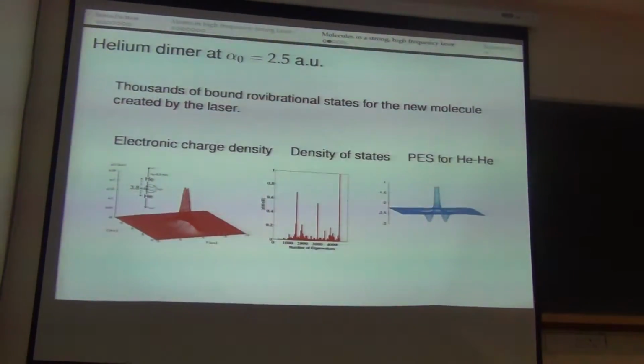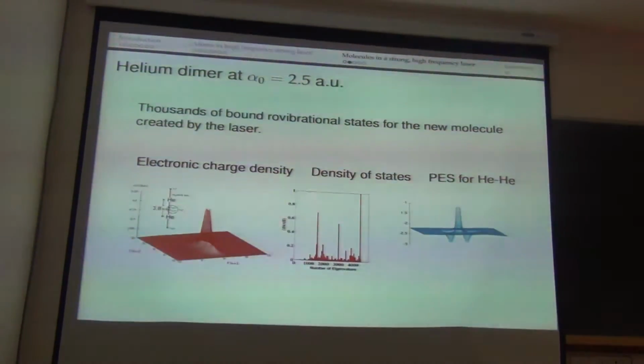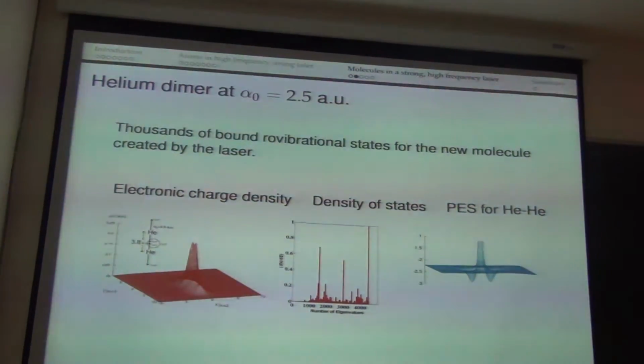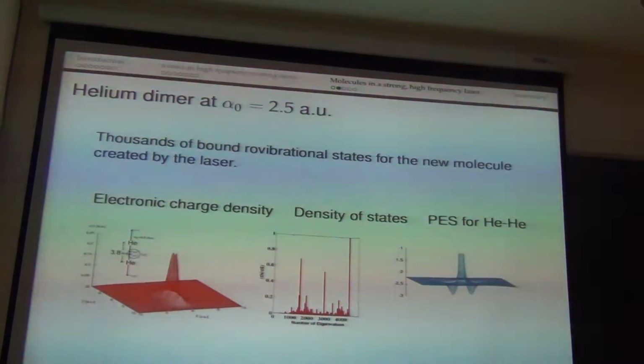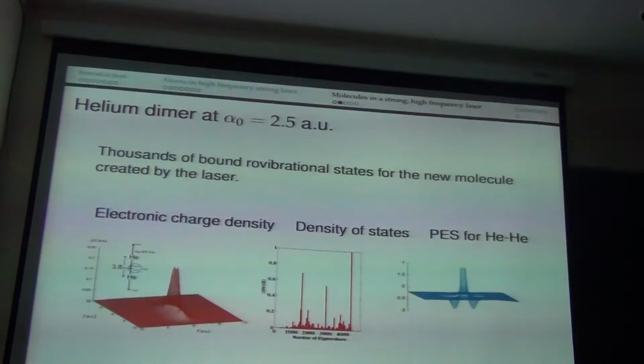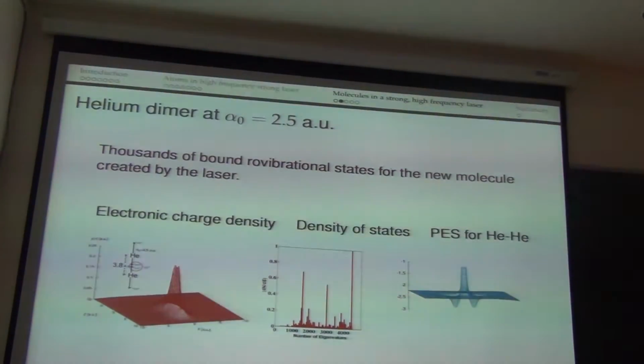Now, see this, whatever I talked to you about is within certain approximations. One thing is something called the dipole approximation. So, the size of the molecule is much less than the wavelength of the laser.